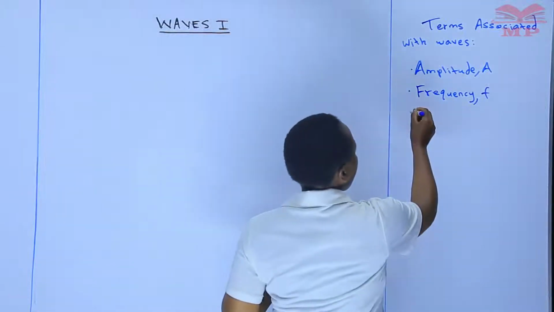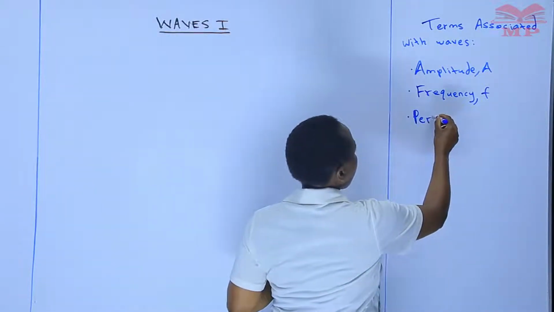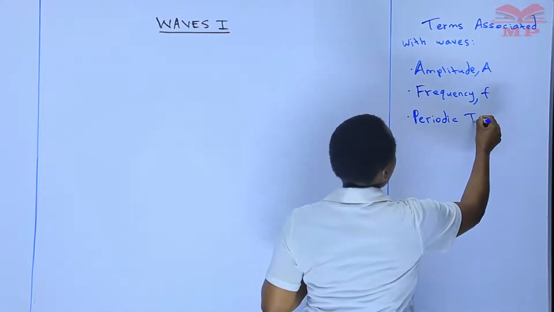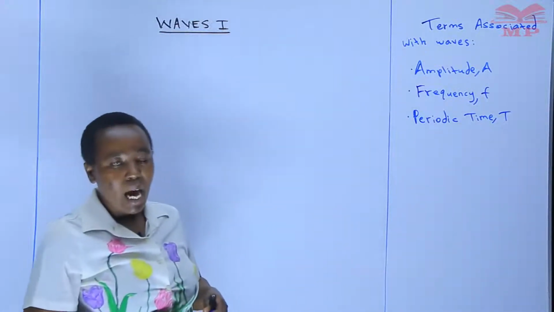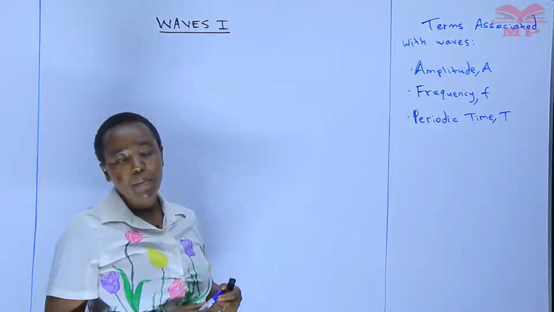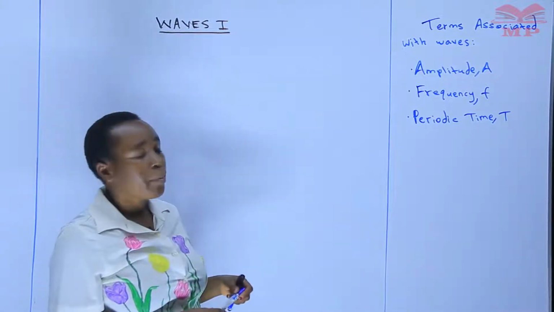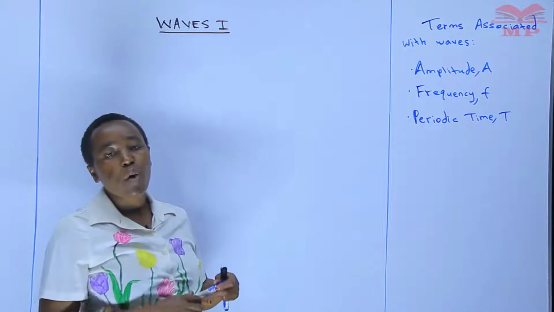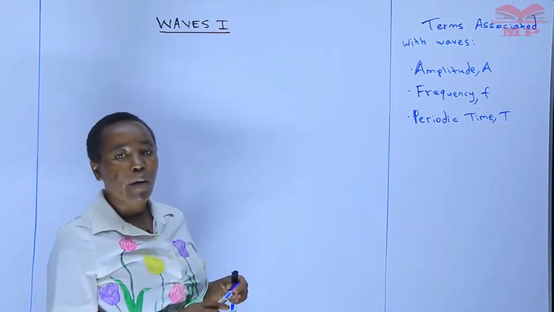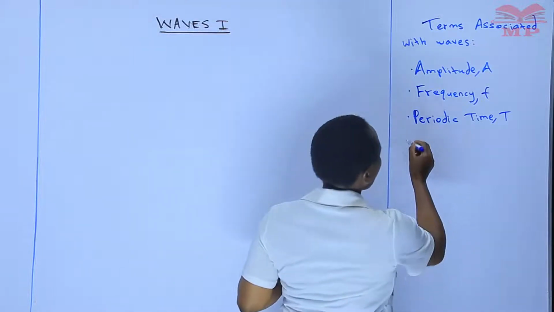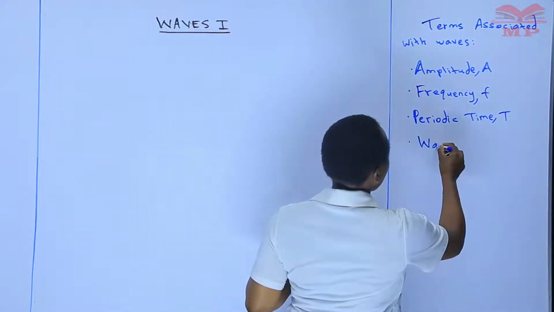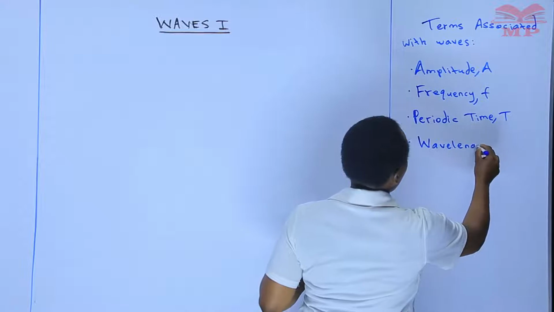Then we went ahead and looked at periodic time, denoted by a capital letter T. And we say that periodic time simply refers to the time taken to complete one oscillation, or time for one complete oscillation. Then finally, we looked at another term, that is wavelength.